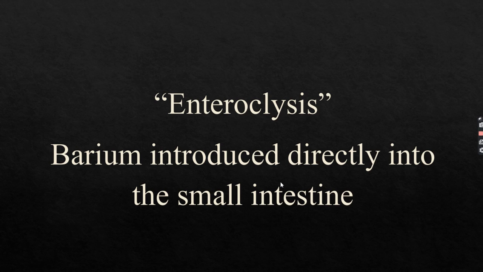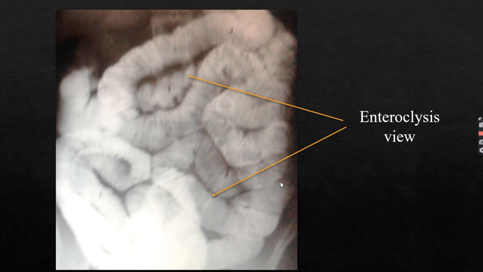So what is the take-home message for enteroclysis? Enteroclysis means barium is being introduced directly into the small intestine. Right? This is the enteroclysis view. You can see the left upper abdomen, the jejunum, and the right lower abdomen, the ileum, in the enteroclysis view.